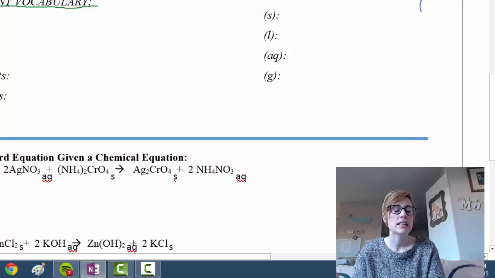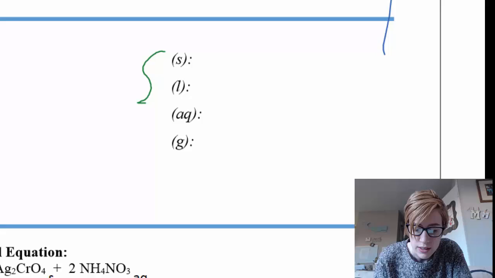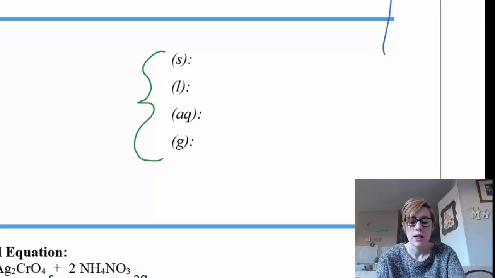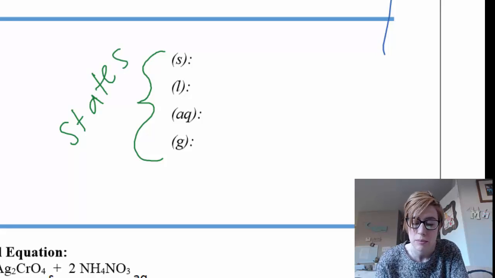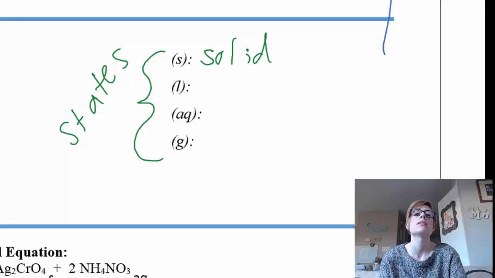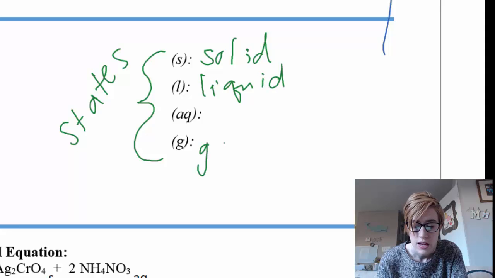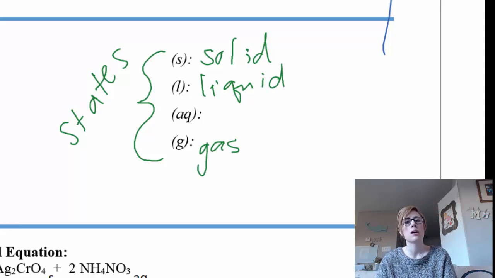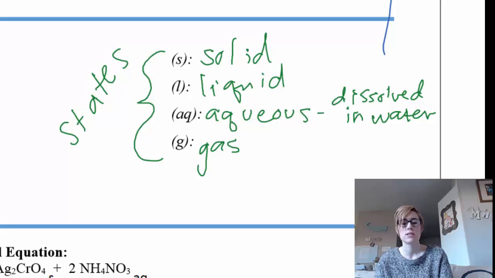The only other set of definitions I want to go over are these symbols in parentheses. These are referred to as the states of matter. For example, if our compound is existing as a solid, we would put a little S after it to represent that it is a solid state. The L stands for liquid, and the G stands for gas. There's one other state of matter that we use, represented by AQ, called aqueous, which just means something dissolved in water.